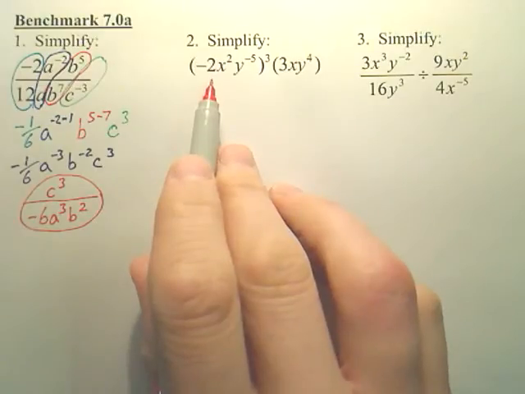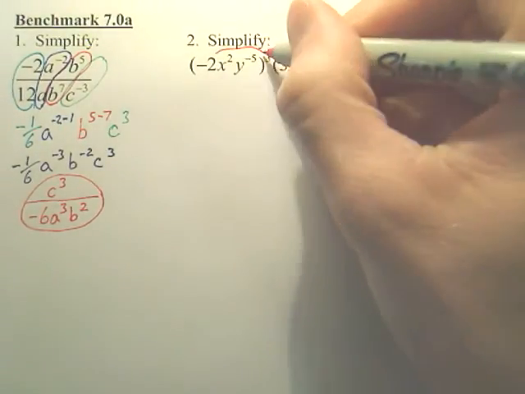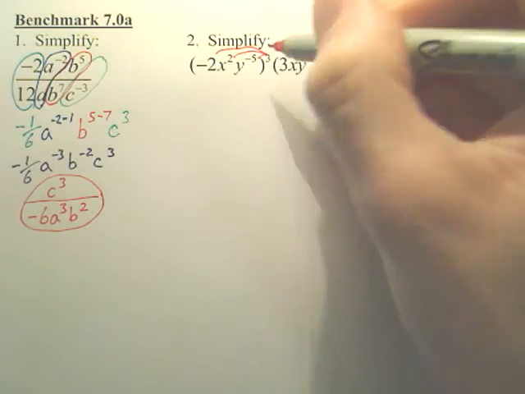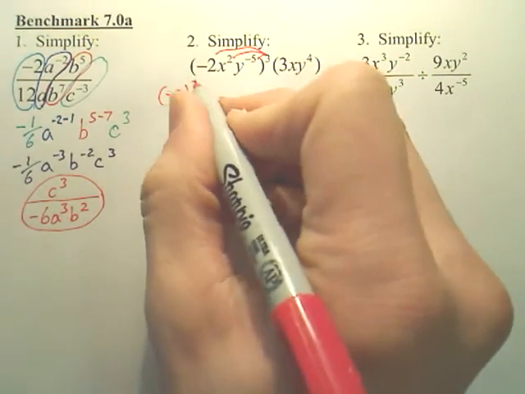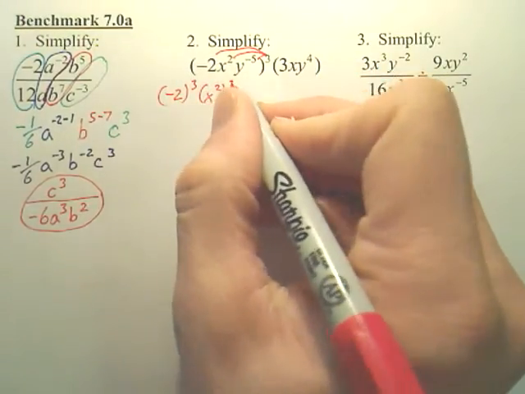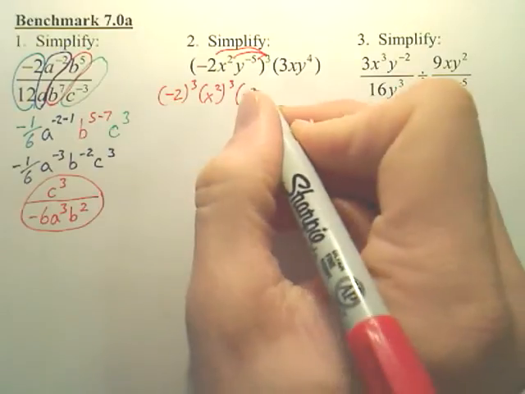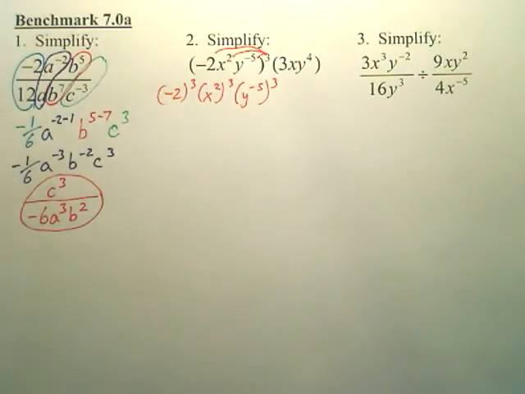Number 2. If I want to simplify this, the first step is to take this third power and you're going to cube each piece right here. So you're going to cube each piece. So negative 2 to the third, x squared to the third, and y to the negative fifth to the third. We'll take care of this in a second. Let's first focus on the first piece.